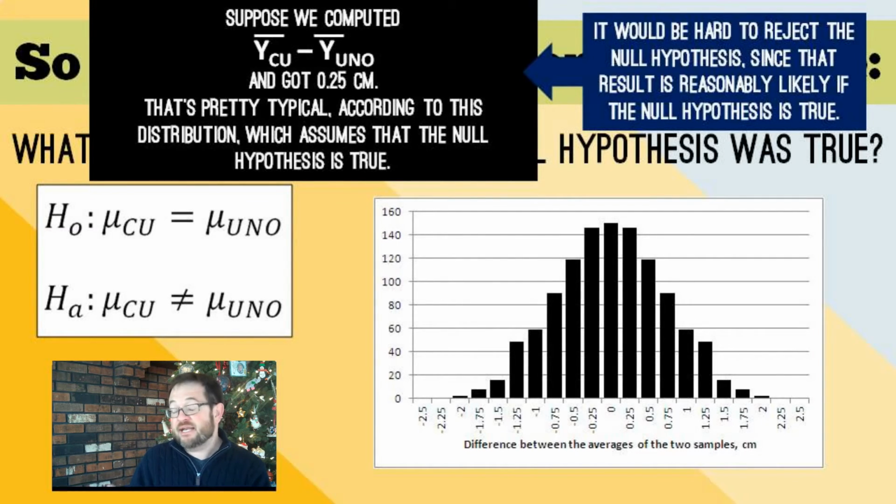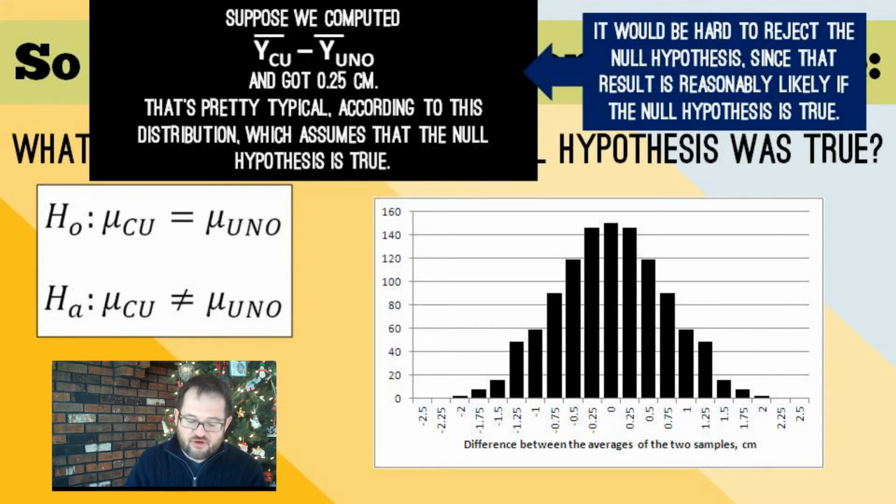So this evidence that I gathered, these observations of heights of Creighton students and of UNO students, is making it really hard to reject the null hypothesis. The result that I got, namely that this difference is really small, is pretty consistent and pretty likely according to the null hypothesis. It's right near the hump of the distribution. Most of the time my difference between the averages is going to be about that size.